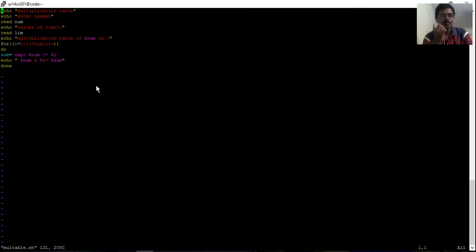So first I am taking the number, then I am asking the limit up to which I want to print the table. Then for the multiplication table of the number, I am taking I equal to 1, I less than or equal to the limit, and then I is incrementing each time. Then the expression is number into I, that is multiplication of the number and that I each time, and that will be shown as number into that I value from 1 to that limit, and the product we got. So this will be done until we reach the limit. So I will show you the output.